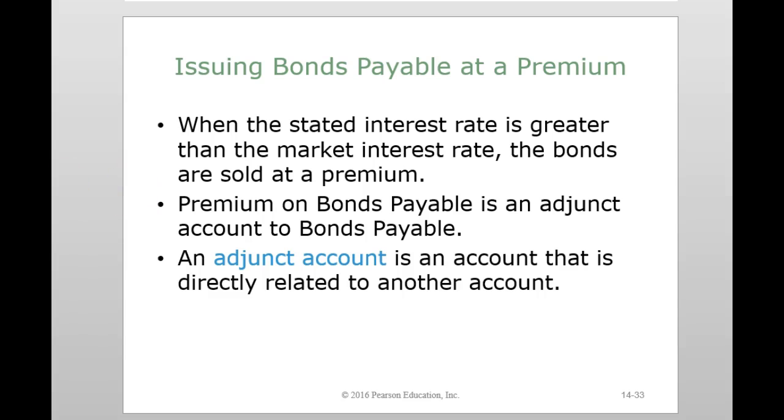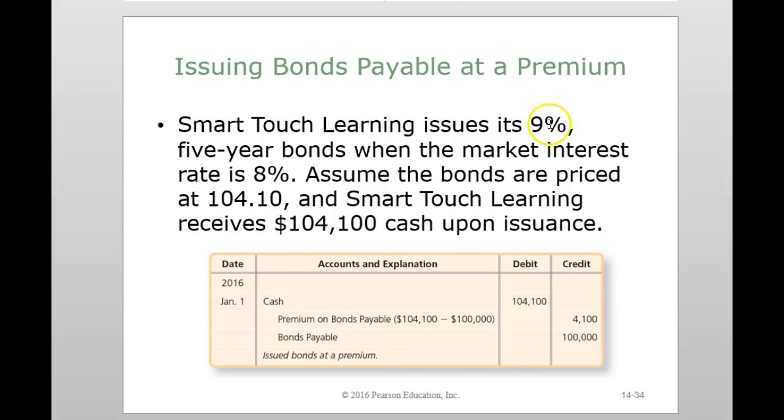Now, this is a premium, and that's just the reverse, okay? So keep that in mind. We're just reversing what we're doing now. So now, the bonds are at 9, but the market's only paying 8. So we've got to compensate. Again, I want to rewrite the whole thing, and we're not going to do that. So instead of receiving $100,000, we're going to receive $104,100 to make up for the difference in this.